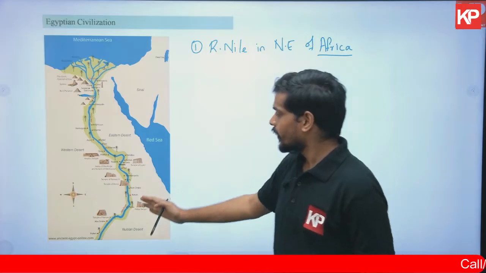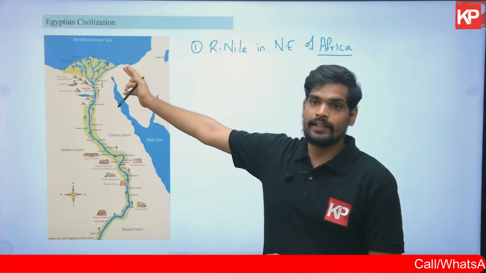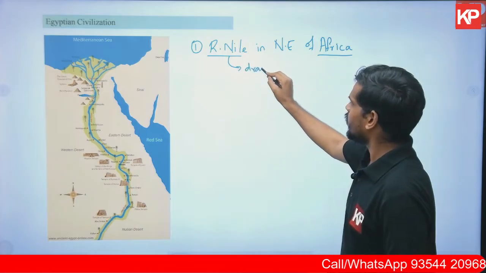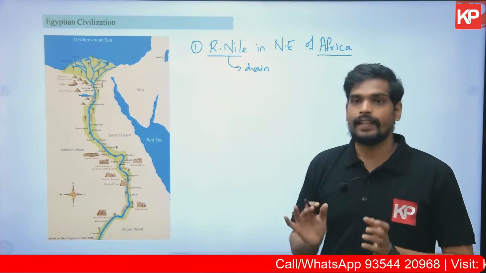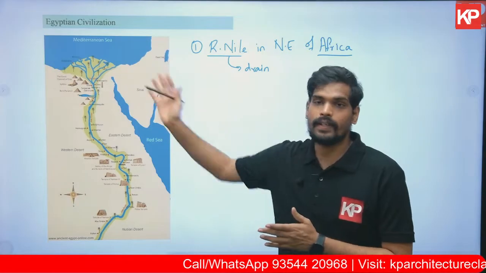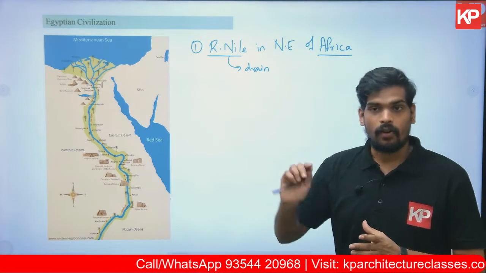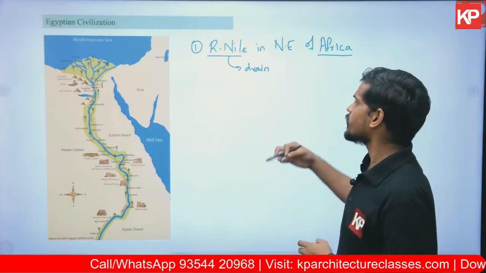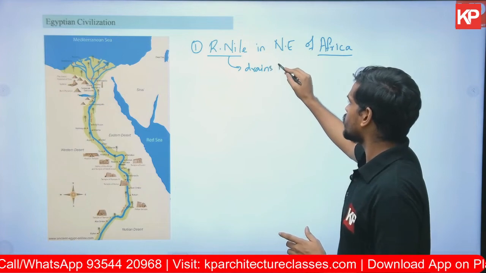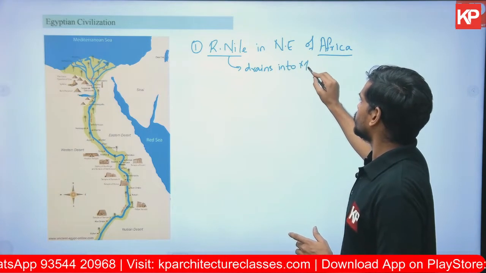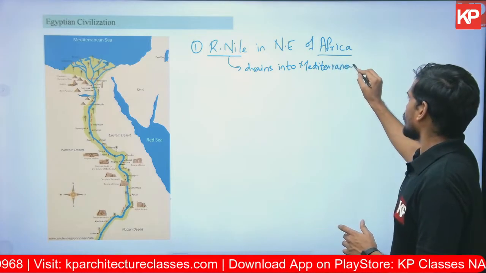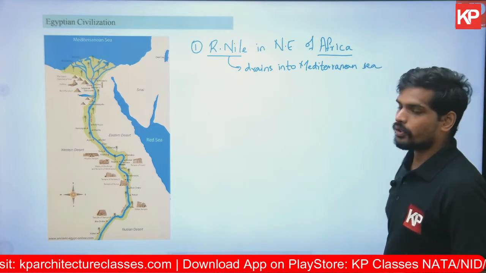On the northeast end of Africa, you have River Nile, which drains into the Mediterranean Sea. You can remember some geographical details like this: River Nile is a northward flowing river. It drains off into the Mediterranean Sea, and it is located in the northeast of the African continent. You can remember such aspects of the geography of this civilization as well. So this is with respect to geography.